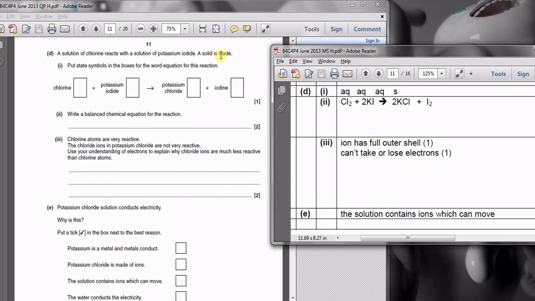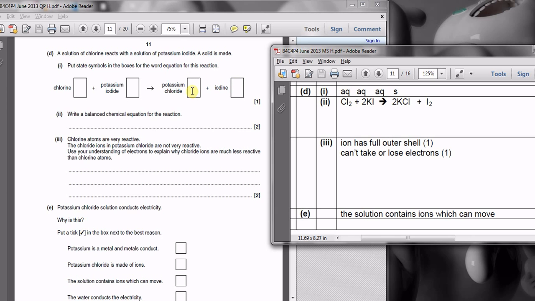Okay, so you can recall from your knowledge of group 7, as you go down group 7, starting at the top, they are gases. So fluorine and chlorine are both gases. The next one down, bromine, is a liquid. And the next one down, which is iodine, is a solid. Okay, so you can put S in there standing for solid.